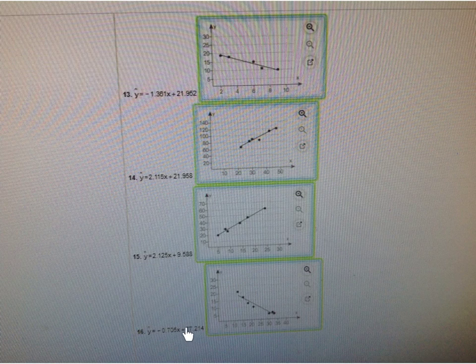The y-intercept, slope's negative, and the y-intercept would be close to 30. So if you extend that, it would be close to 30. So, I'd use this number here, the slope, and the intercept to match these graphs.